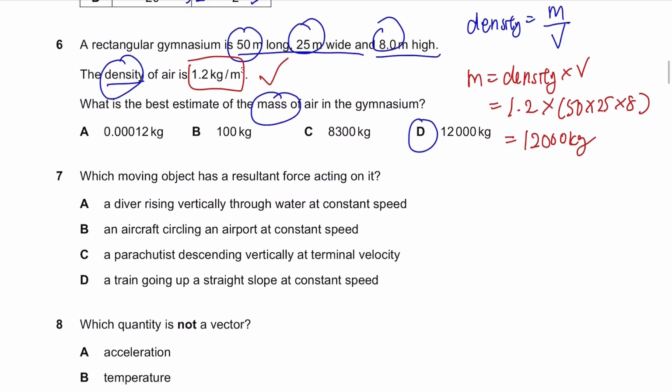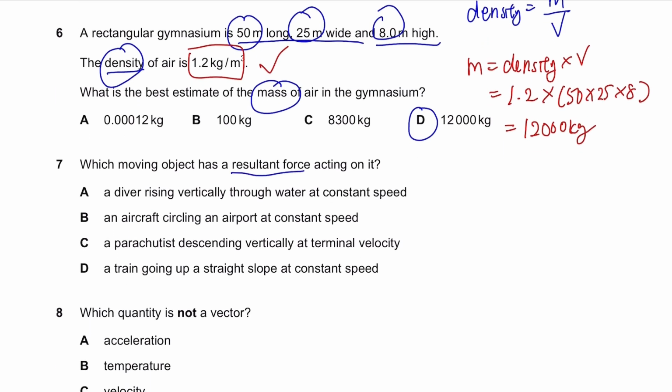Question 7. Which moving object has a resultant force acting on it? A diver rising vertically through water at constant speed. Nope, it's a constant speed, just rising vertically. So there is no force, and we can know this because force equals mass times the acceleration, and there should be some kind of acceleration present.